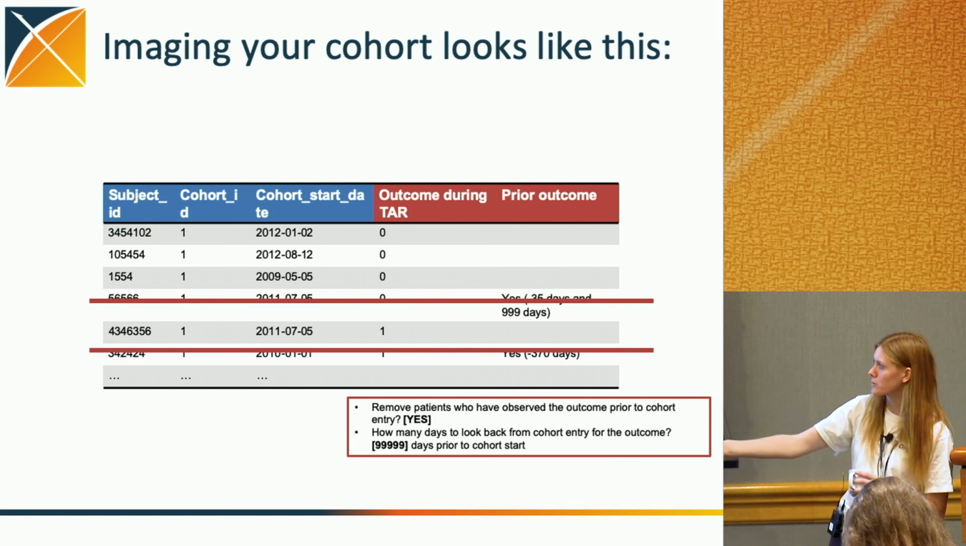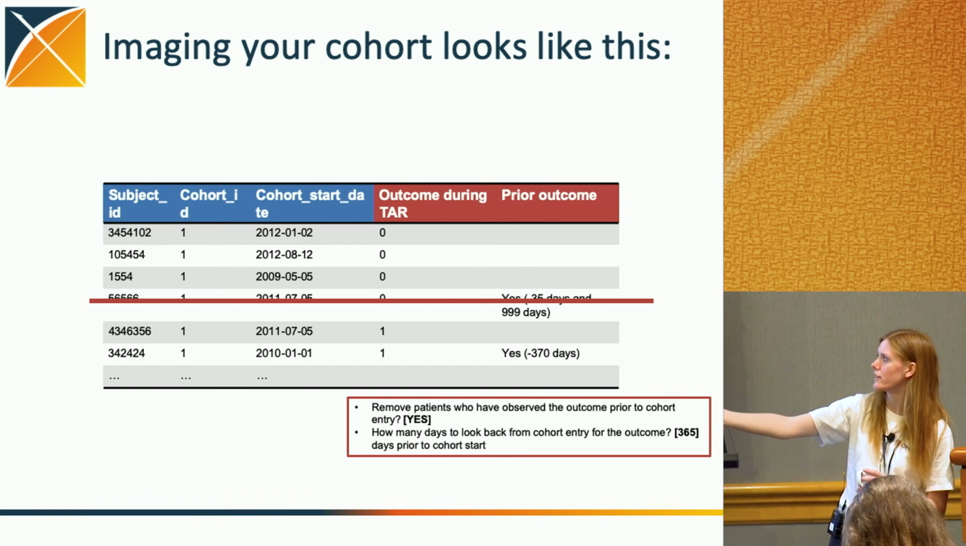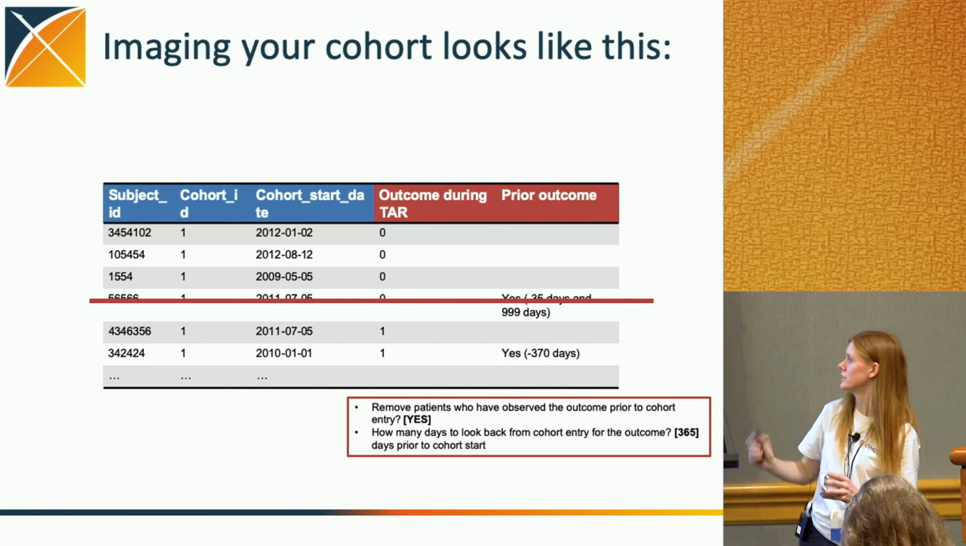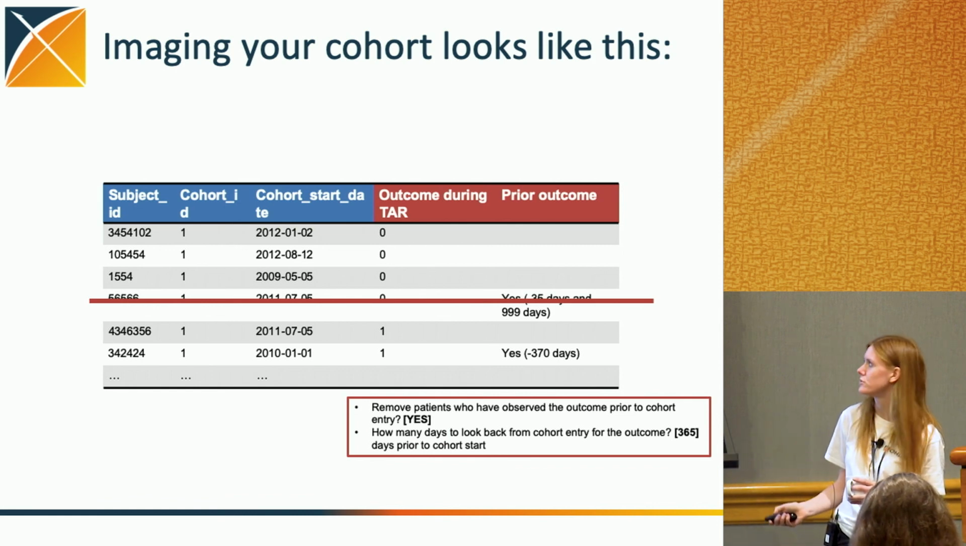You have this extra option of how far back you want to look. You might just say, I want to look back and remove people who had the outcome in the last year. In which case, this person had the outcome more than a year ago, so they're going to remain in here. But this person is going to be removed because they had it 35 days ago. So you have some flexibility of how far you look back to do this exclusion as well.